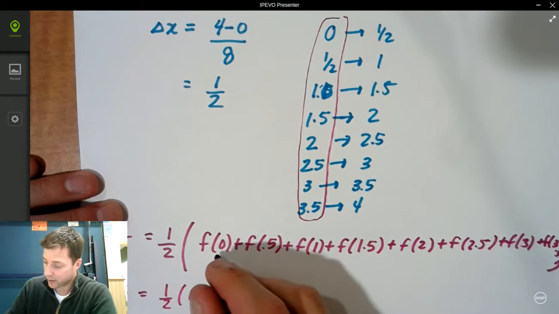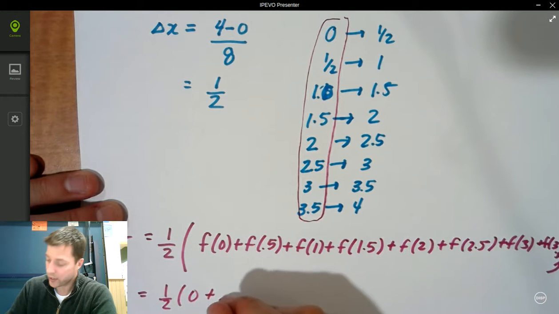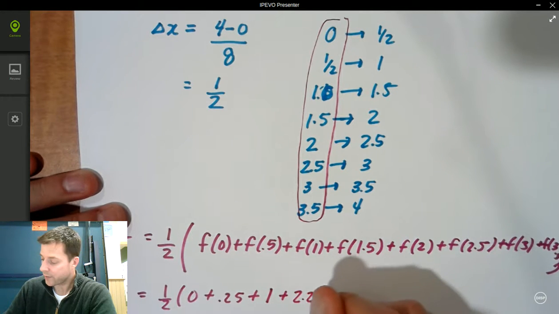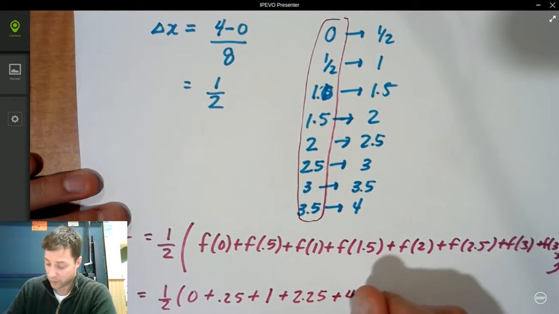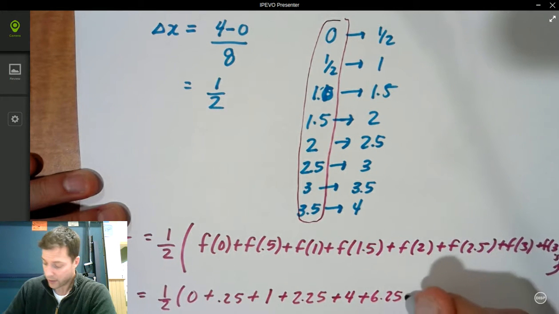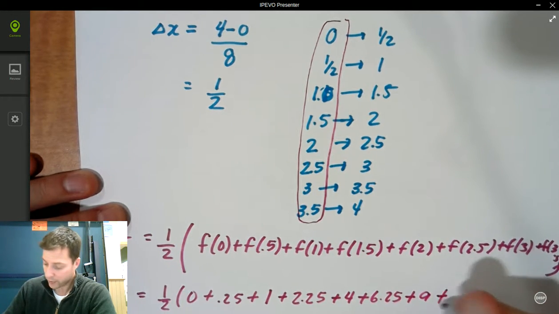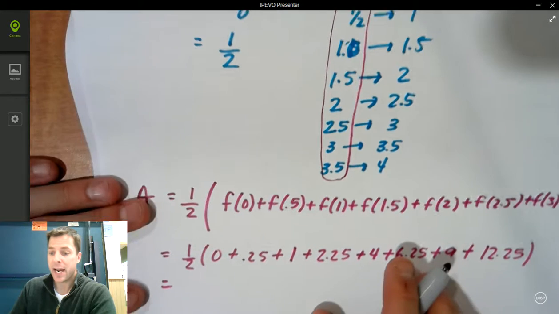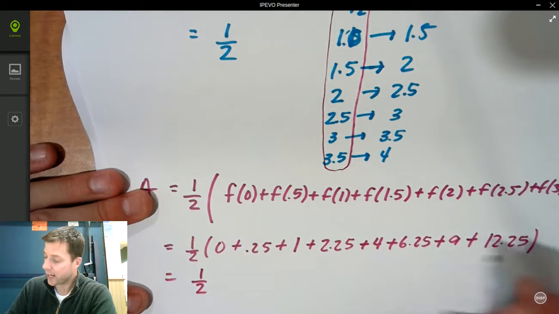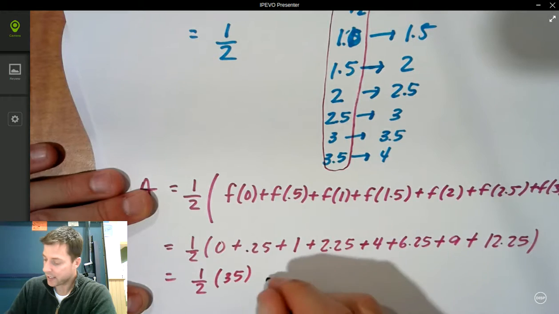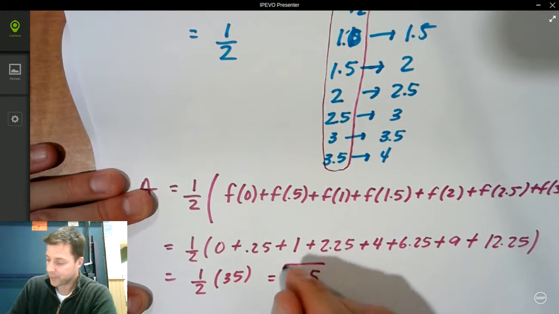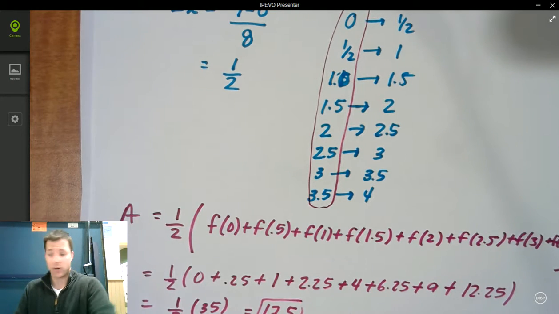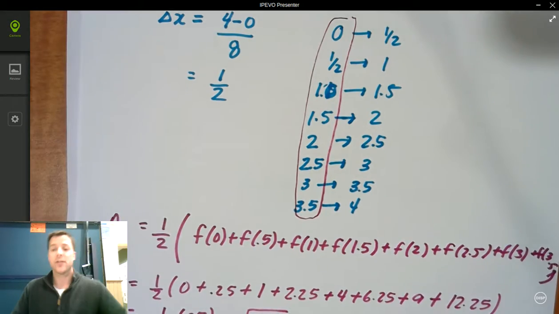And so I have f of 0, 0, plus 1/2 squared is 0.25, plus 1 squared is 1, plus, let's go ahead and finish this off, 2.25, plus 4, plus 6.25, plus 9, that's f of 3, plus 3.5 squared is 12.25. When I add all those up, I get 35, and I take now half of 35, and I get 17.5. So the number's climbing. The more rectangles you use, the more accurate it's going to be. So there are 2 examples using left Riemann sums.